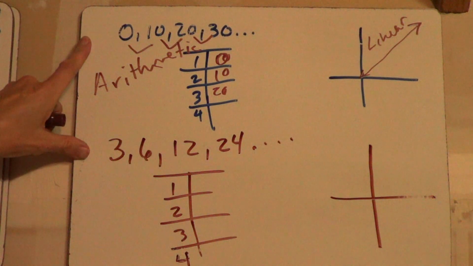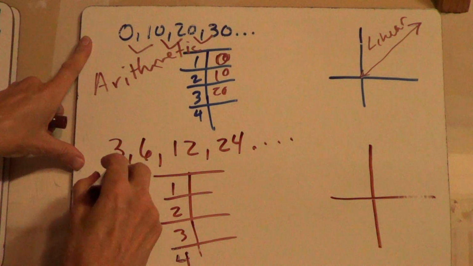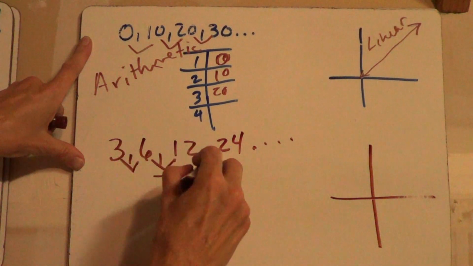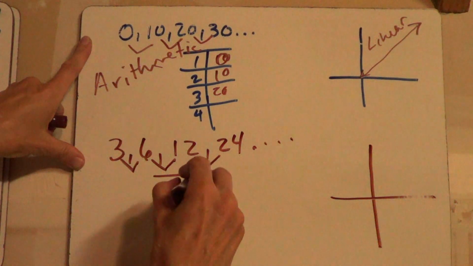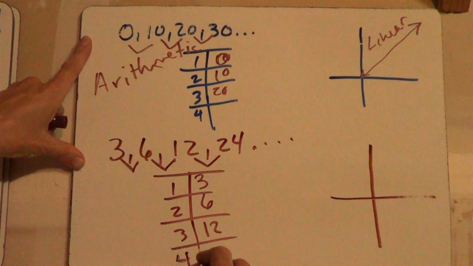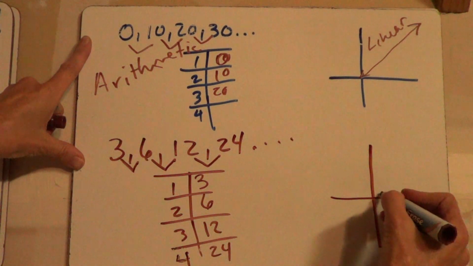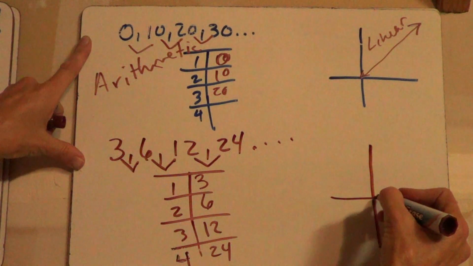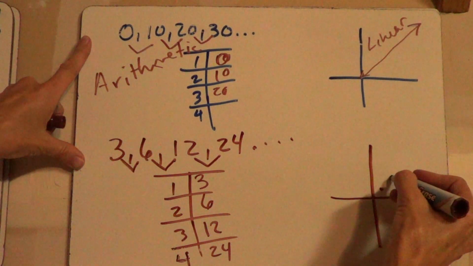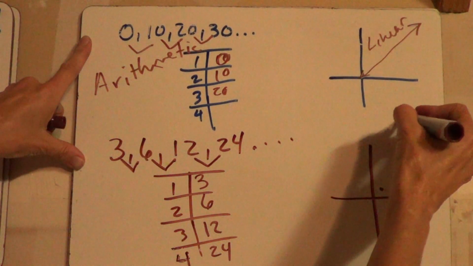Okay? The next sequence that we looked at was geometric, and that was when it multiplied. So we have 3, and then 3 times 2 is 6, times 2 is 12, times 2 is 24. And when you plotted that one, you found that it had a curve. At the one, it started at 3, and 6, and it did this kind of a curve.